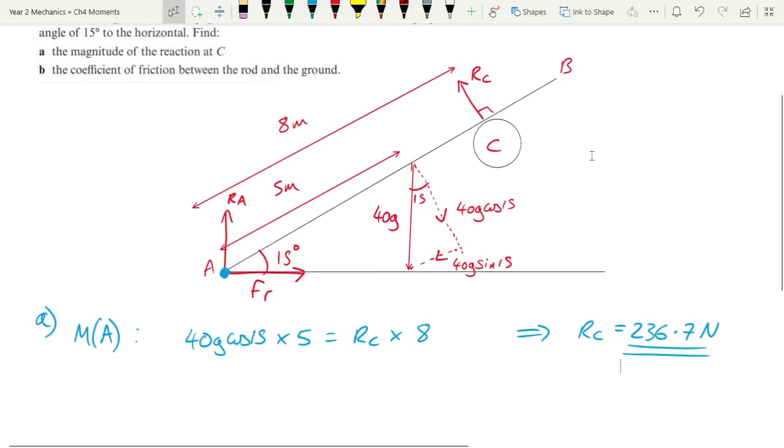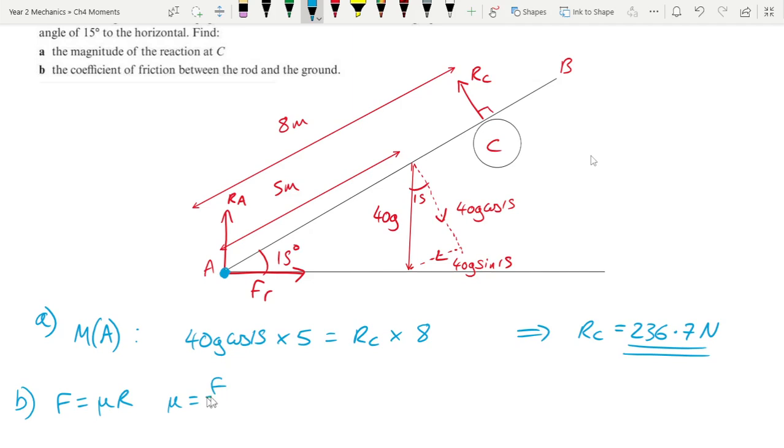Now part B, find the coefficient of friction between the rod and the ground. So we want the coefficient of friction down here. Now coefficient of friction, the equation that we remember is F equals mu R. But we're trying to find mu, so I suppose we could write mu equals F over R. So if I can work out what the friction is, and I can work out what the reaction force is, then I can work out what mu is. So that's what we're going to do here.